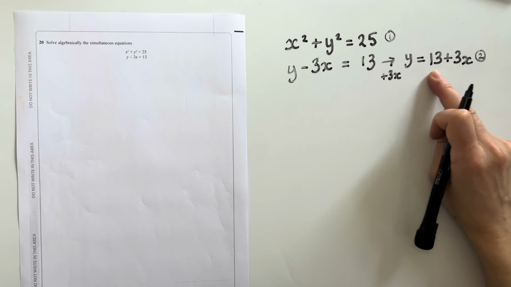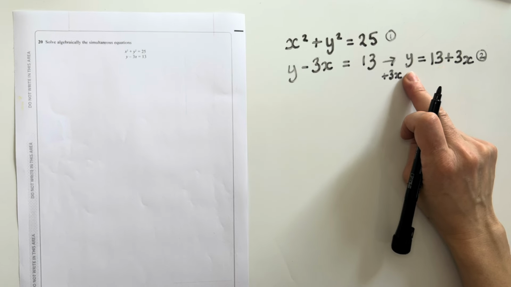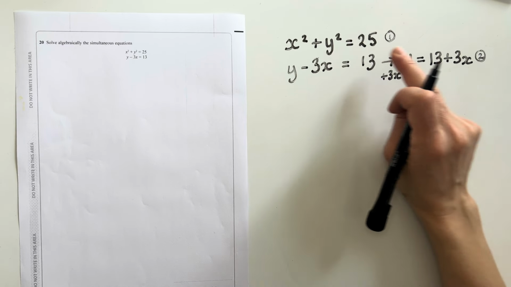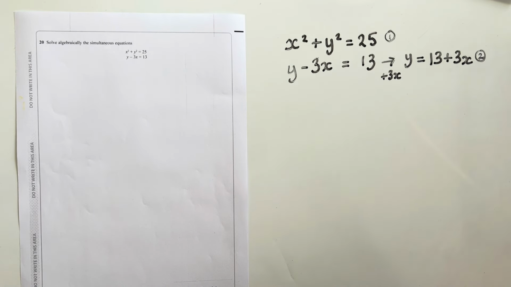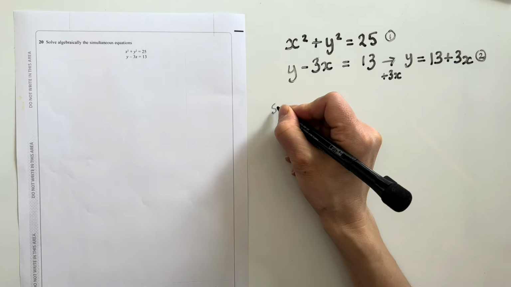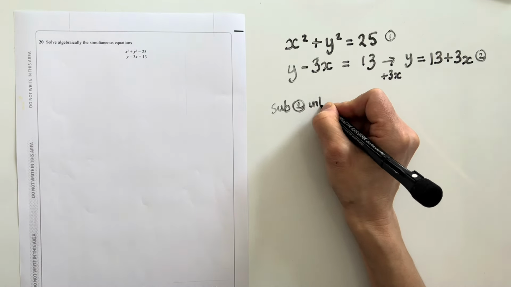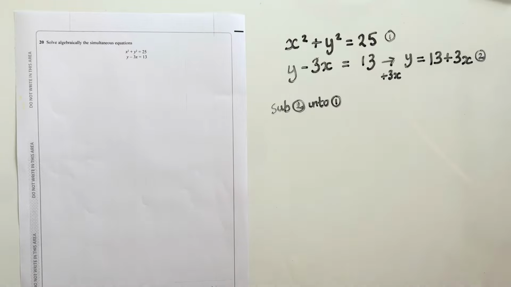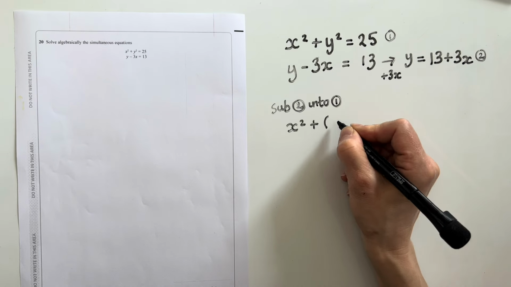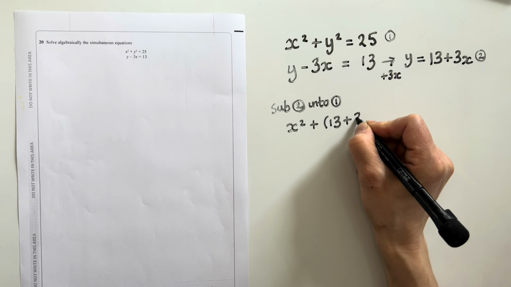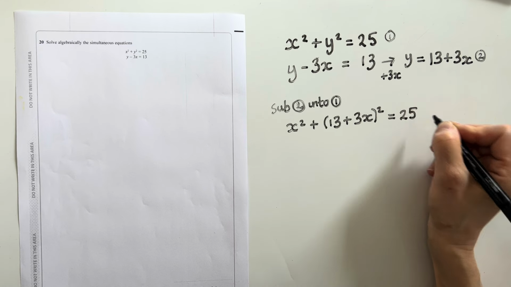We can substitute equation 2 into equation 1. So wherever we see y, we're going to put 13 plus 3x. And this will give us x squared plus (13 plus 3x) all squared is equal to 25.